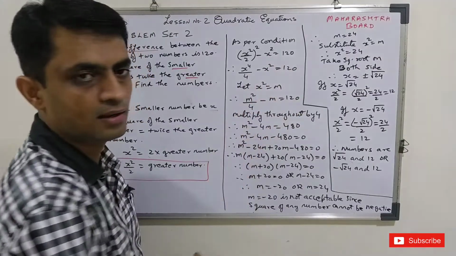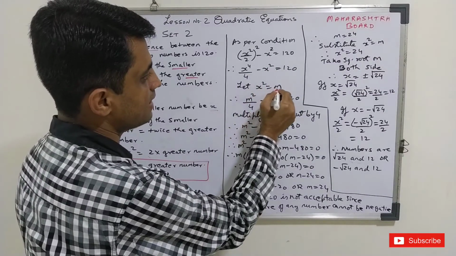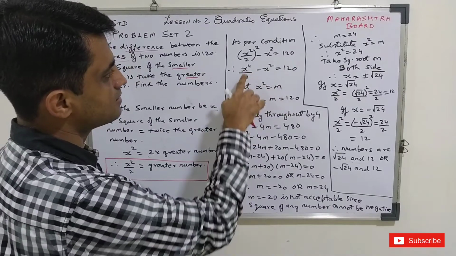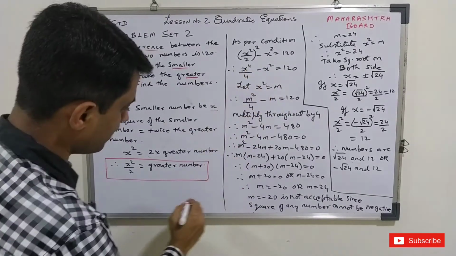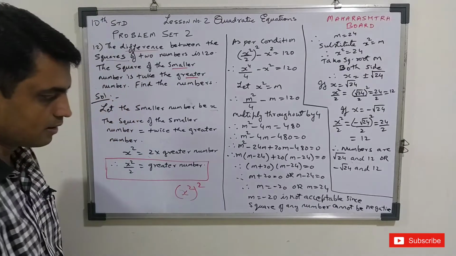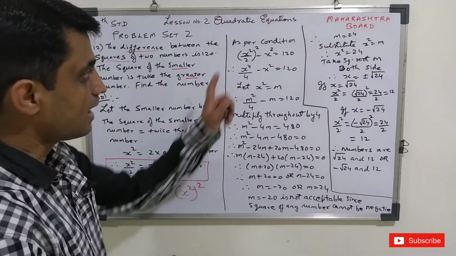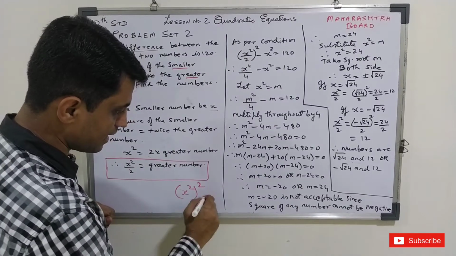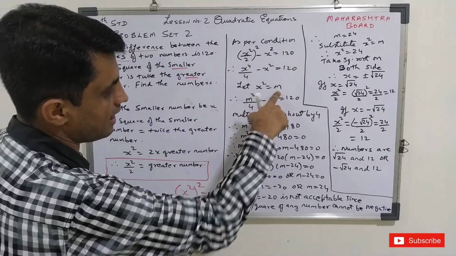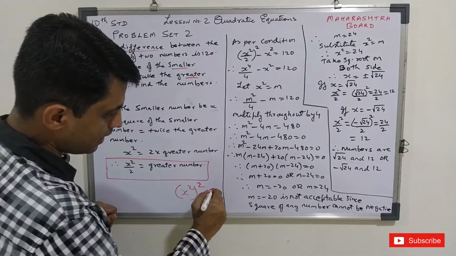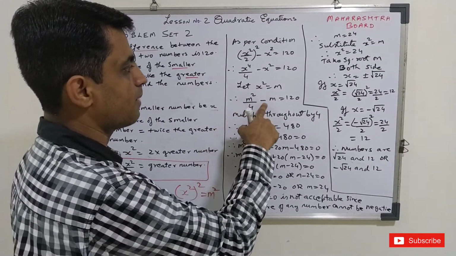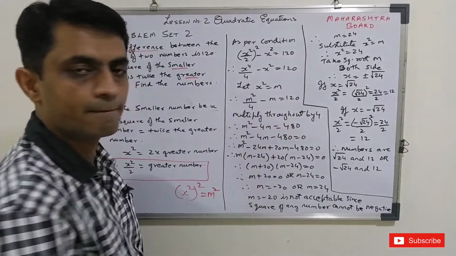is equal to 120. Now we'll take x square as m. X square as m means here it is x raised to 4. X raised to 4 means what? X square का square. इसका मतलब x square. Instead of x square we are writing m, and this square as it is. So what we got? m square upon 4 minus m is equal to 120.